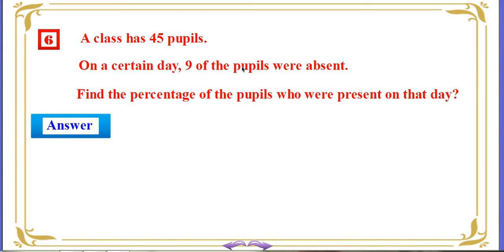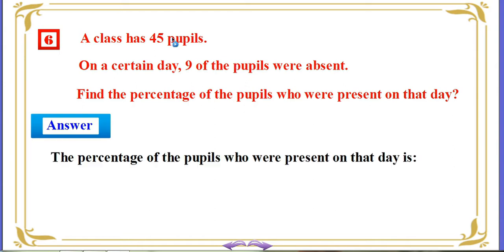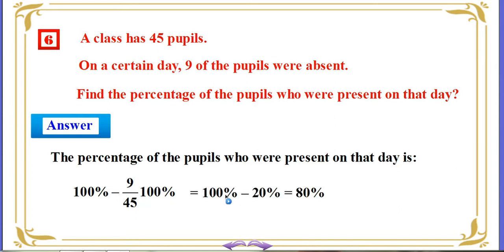After that, you take 100% subtraction for the percentage of the people who were absent, and you have the percentage of the people who were present. So the answer is 100% subtraction 20%, and you have the result 80%. This one, you have a 1/5.